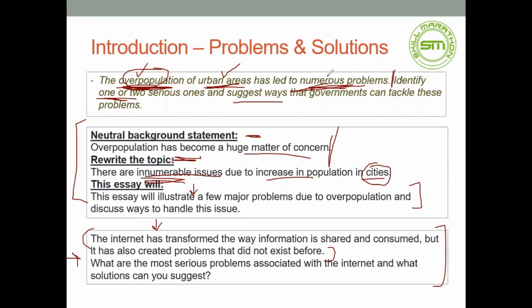And then you can write, even though this has transformed knowledge dissemination, it also has some serious issues associated with it. And then this essay will substantiate the issues, is absolutely okay. Dr. Lino, did you understand my point?